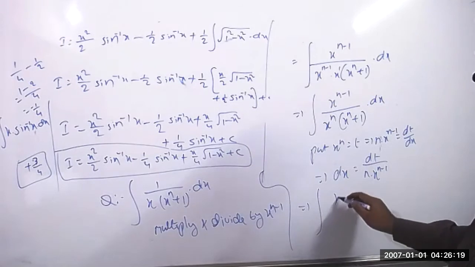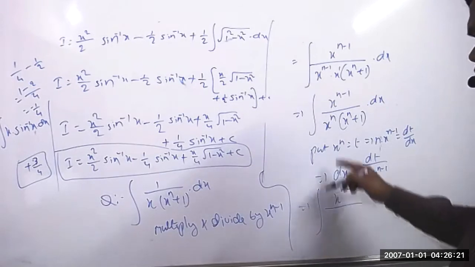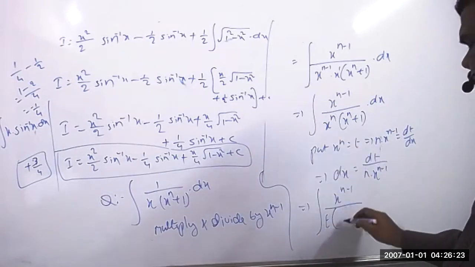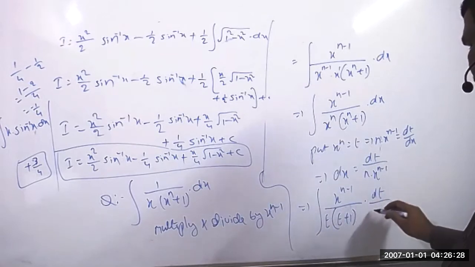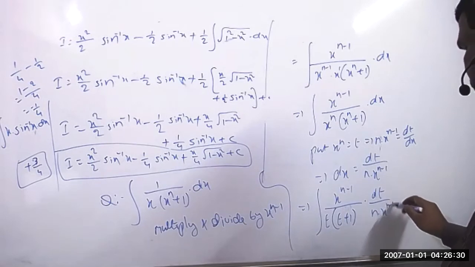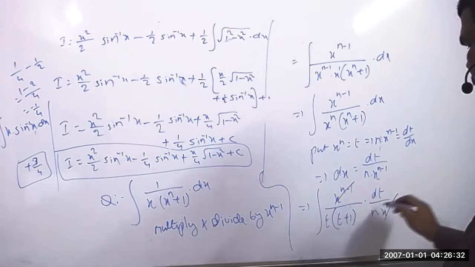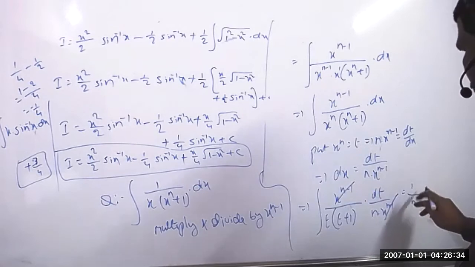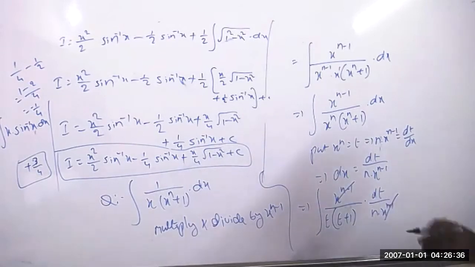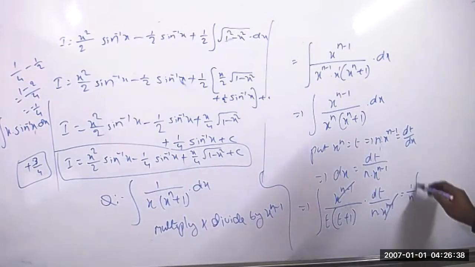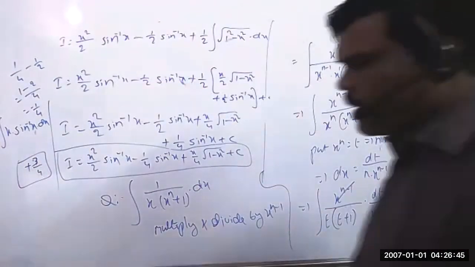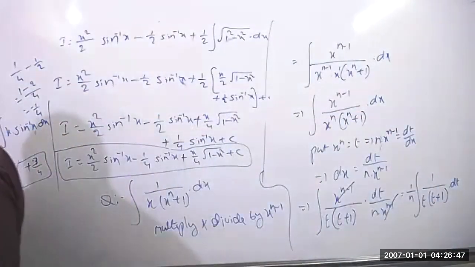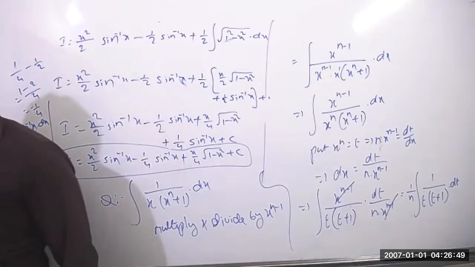So integration of x power n minus 1 whole by x power n, we are taking t, into t plus 1, into dt by n into x power n minus 1. So this will be cancelled. You can take 1 by n outside as the constant value. 1 by n into integration of 1 by t into t plus 1 into dt. Now you can find the integration of that value.